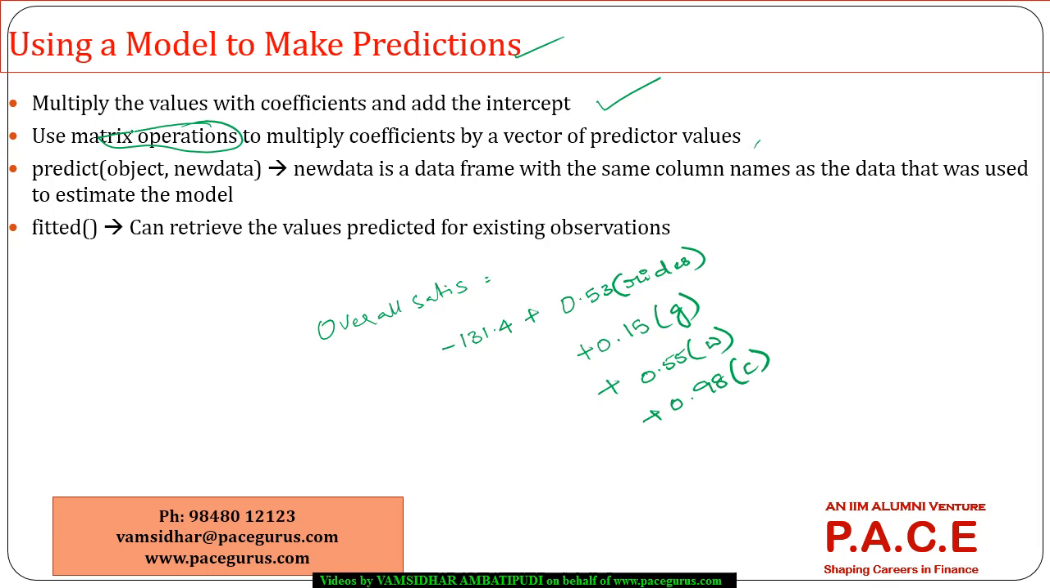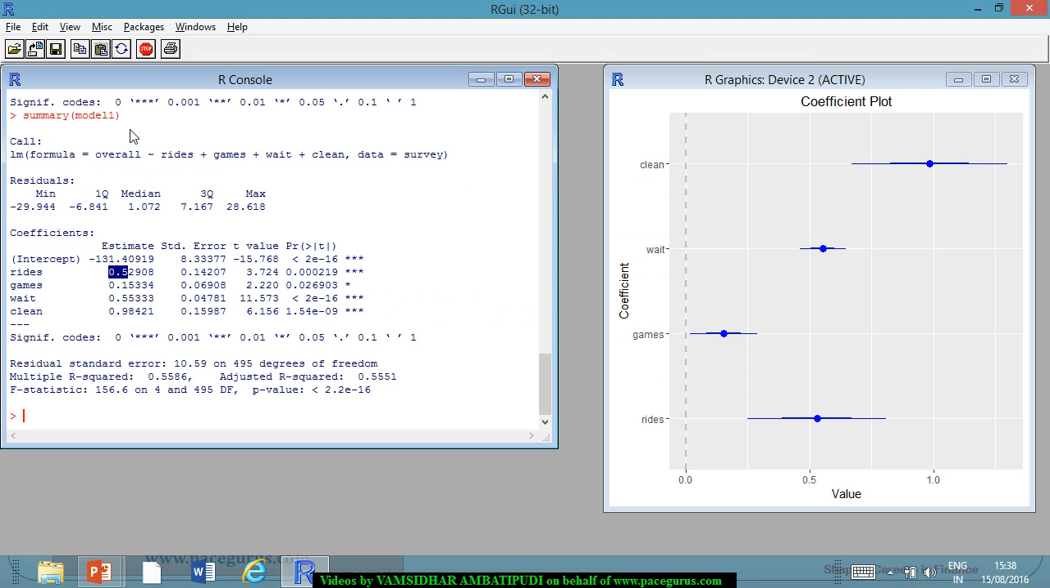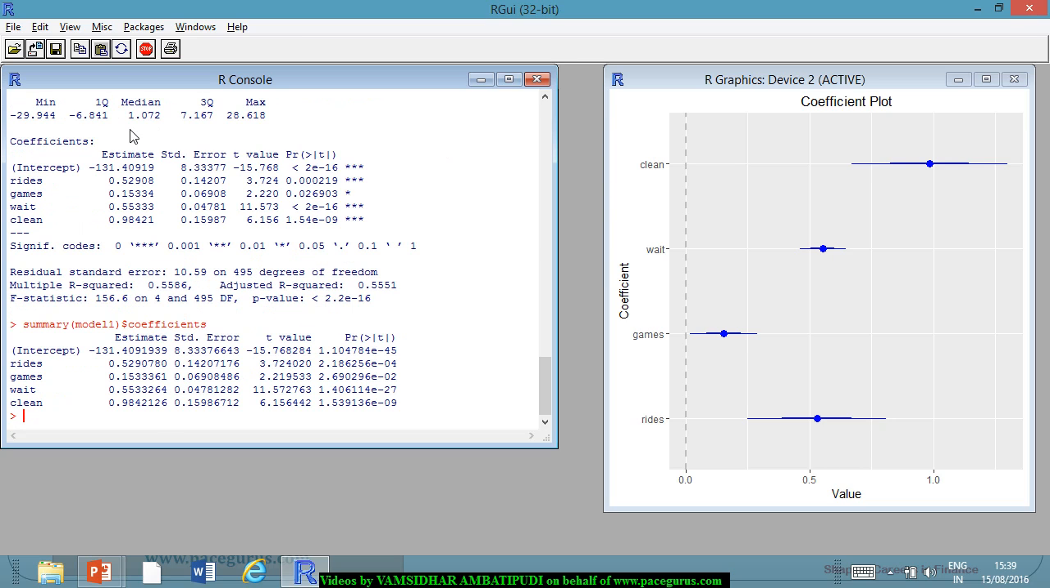So let's say I can take the numbers. Let me try out a person. First let me take the coefficients. The way I can take my coefficients is summary of model 1 dollar coefficients. So these are the coefficients. I can take these coefficients and do a matrix multiplication.